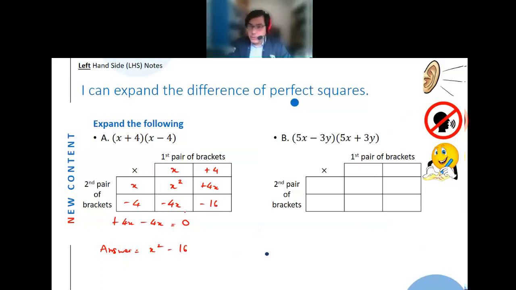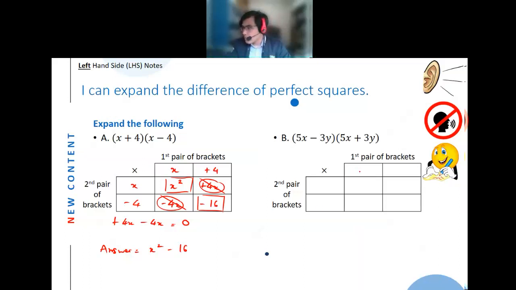Now, what you can also do, as a shortcut, is notice that because these two will cancel each other out, the only thing that we're going to be worried about is the top left box and the bottom right box. So if you want to, you can just do this part here and this part here, and that's going to be your answer. But that is only if you are familiar and confident with this.